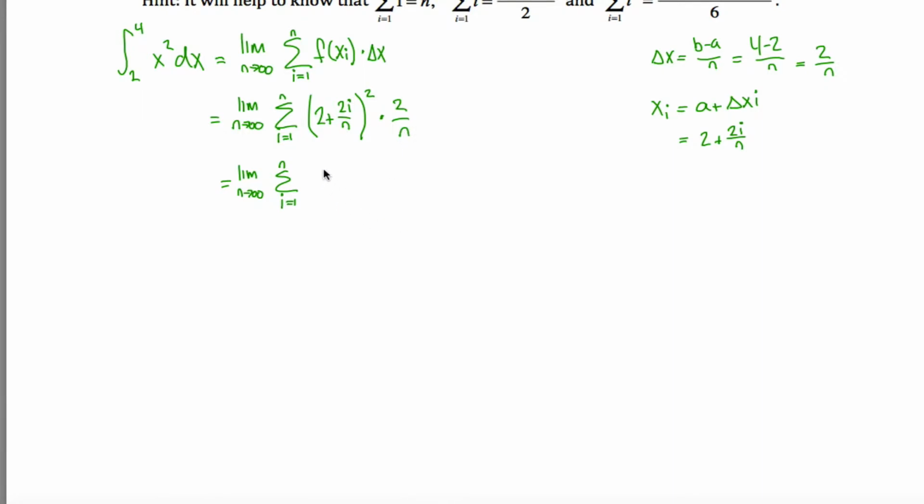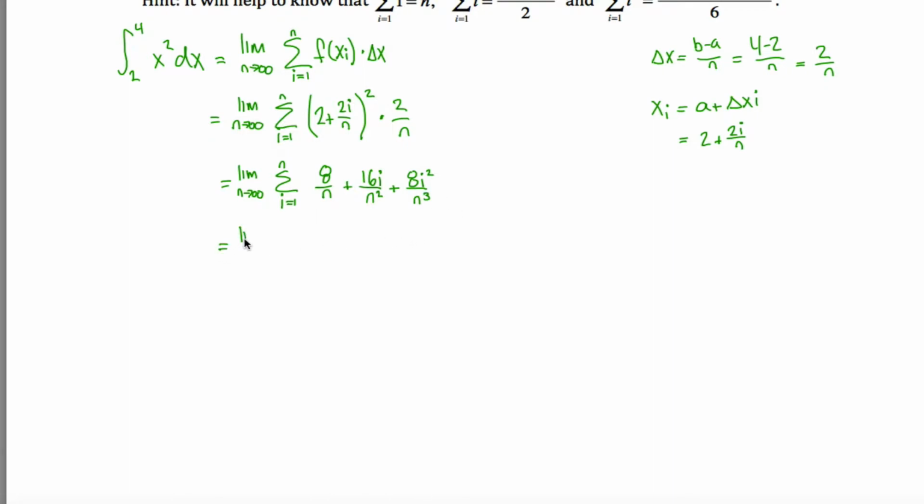And this might be too many steps to do at once, but I don't want to keep writing this thing. Cut me some slack. It's been the end of a long day. 2 squared is 4 times 2 over n is 8 over n. Plus 2 times 2i is 4i divided by n, but I have 2 of them, so I have 8i over n. But I have to multiply that by 2 over n, so I have 16i over n squared. And then 2i over n times 2i over n is 4i squared over n squared, but when I multiply that by this 2, I get 8i squared over n cubed. So I get to here.